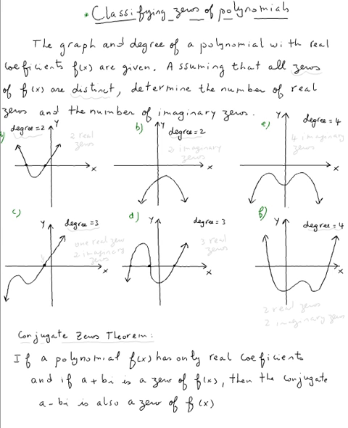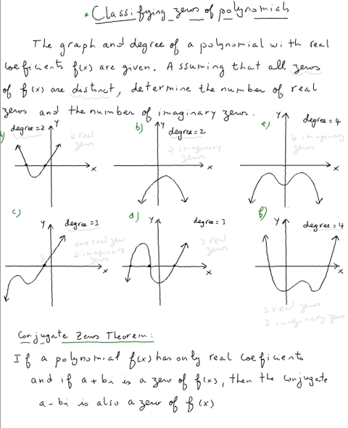Now, remember also, we know from the conjugate zero theorem that if a polynomial has only real coefficients, and if a plus bi is a zero of f of x, in other words, an imaginary zero, then the conjugate a minus bi is also a zero. In other words, the imaginary zeros exist in pairs.